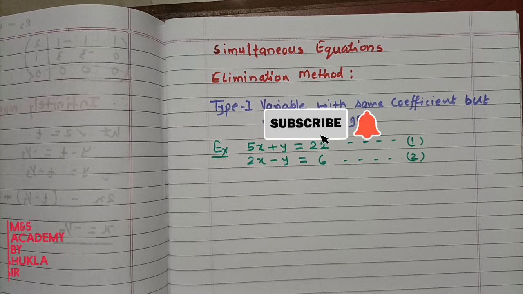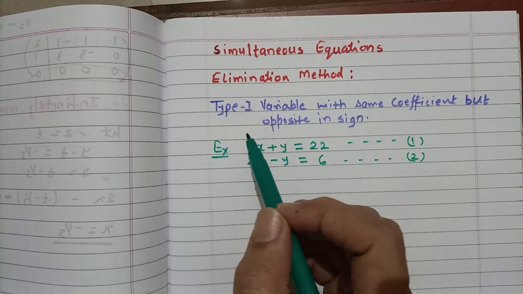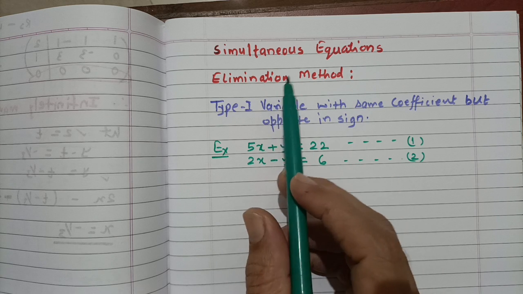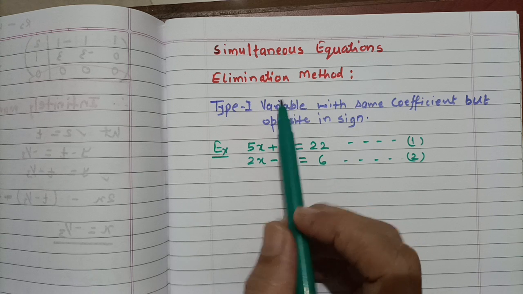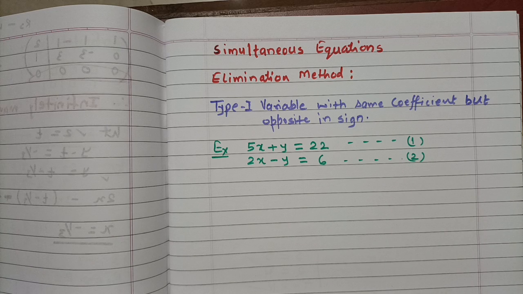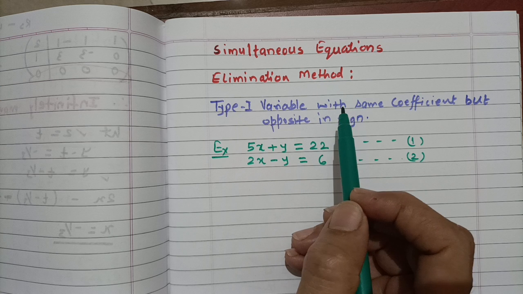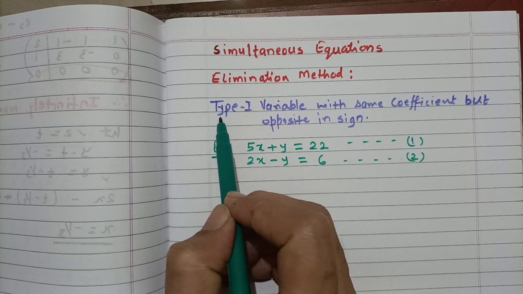Hello everyone, in this video we will see how to solve simultaneous equations. There are two methods to solve simultaneous equations. One is the substitution method and the other is the elimination method. In this video we will see how to solve the two given simultaneous equations by the elimination method.